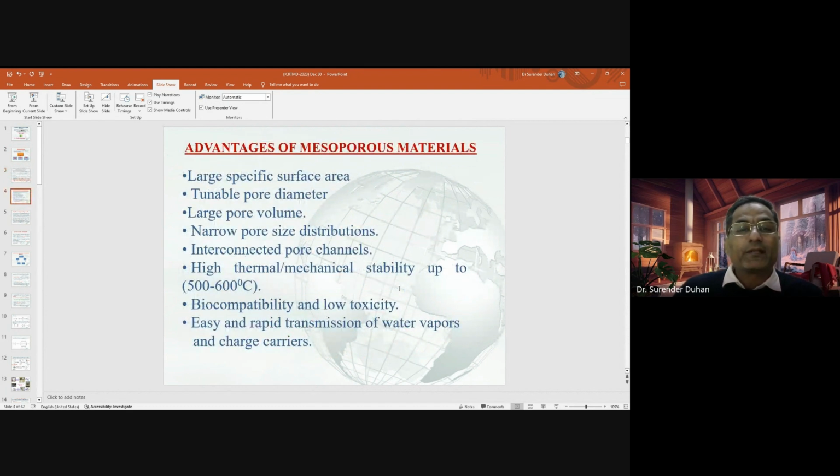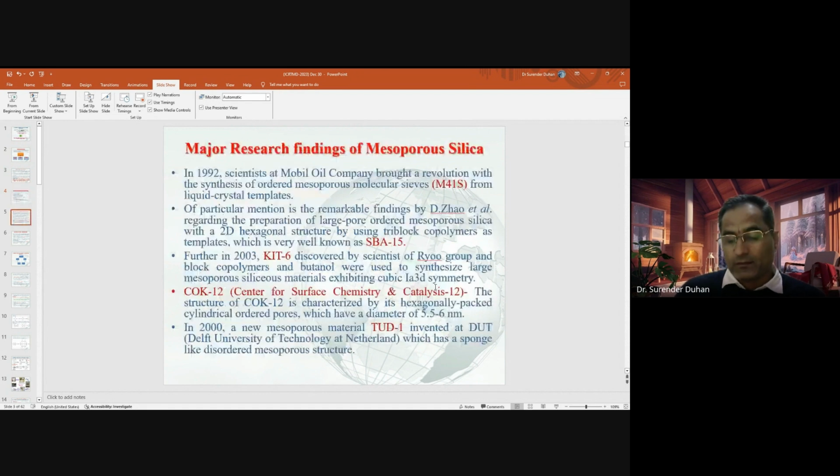Advantages of mesoporous materials: simple silica has a surface area of nearly 175 to 225 square meters per gram, but mesoporous materials, for example SBA15 and MCM48, have a surface area of more than 1000. They also offer tunable pore diameter, large pore volume, narrow pore size distribution, interconnected pore channels, high thermal and mechanical stability up to 600 degrees Celsius, biocompatibility and low toxicity, and easy and rapid transmission of water vapors and charge carriers.